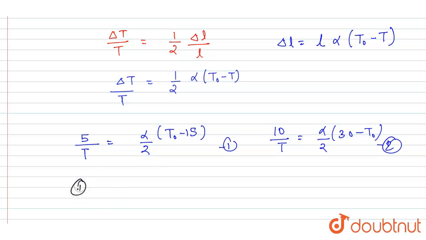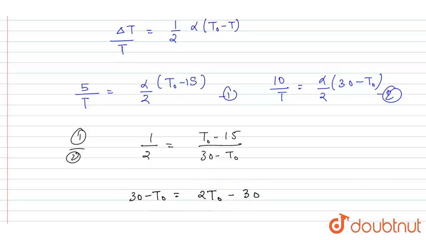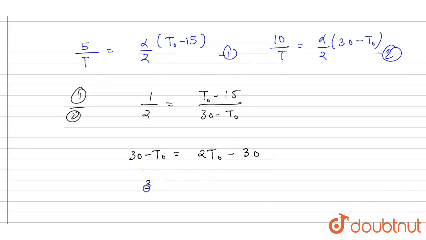So if I divide equation 1 by equation 2, it will be half. This 1 by t will get cancelled out, alpha by 2 also gets cancelled out, and I will write this by 30 minus T naught. After solving, you get 30 minus T naught is equal to this, right? So from here I will write 3 T naught is equal to 60, and T naught is 20.